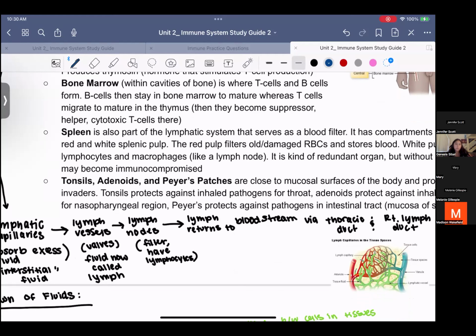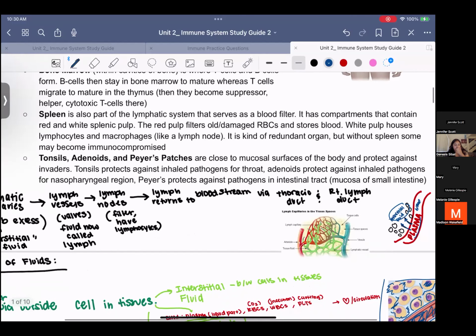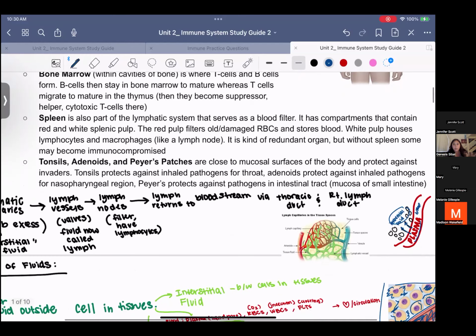Okay, and then once they're matured in the thymus, we can see those differentiated T cells. So we see the suppressors, the helpers, the cytotoxic, which we'll talk about in a second as well. So for the spleen, she won't ask you these questions again, but I think it does help just to know. She might ask about the bone marrow, that type of information, but even with the lymphatic fluid, she won't ask you about that. I just wanted to teach you guys because I know that that stuff can get confusing.